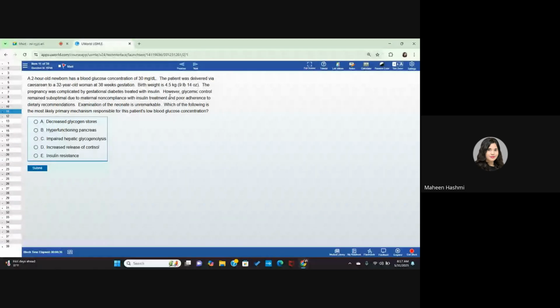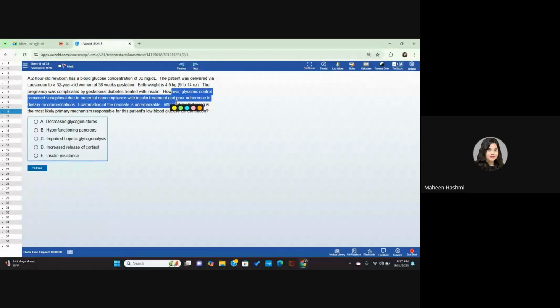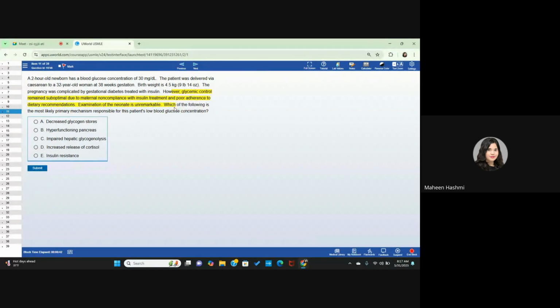However, glycemic control remains suboptimal due to maternal non-compliance with insulin treatment and poor adherence to dietary recommendations. Examination of the neonate is unremarkable. Which of the following is the most likely primary mechanism responsible for the patient's low blood glucose concentration? So there is a newborn. He has a blood glucose concentration of 30. All right, gestational diabetes treated with insulin. What is happening?